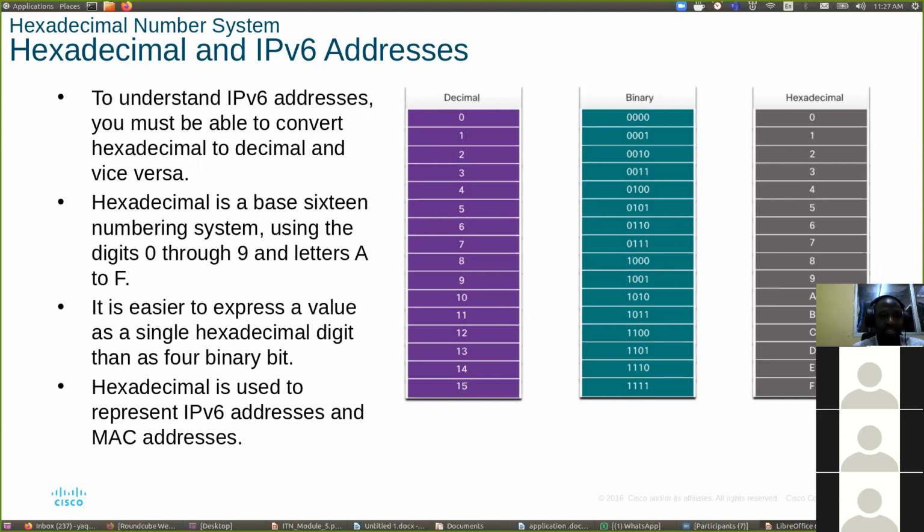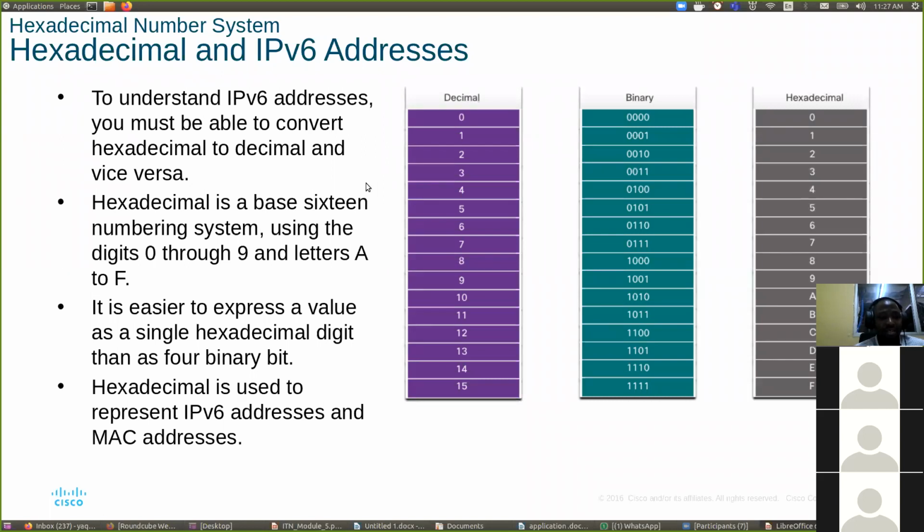Why do you have to learn hexadecimal numbers? Because if you go to IP version 6, you deal with hex values. In IP version 4, you don't deal with hex values, but by the time we get to IP version 6, we have to use hex values. That is why you need to understand hexadecimal too.